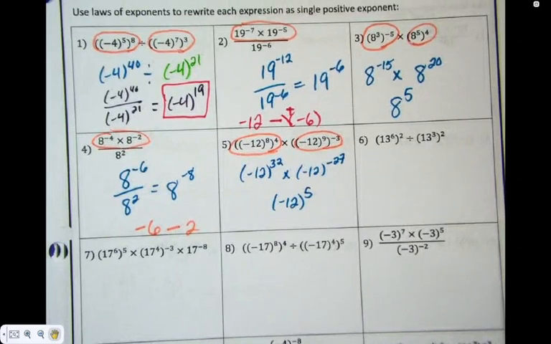Which one above does number 6 look like? Oh, screen's still frozen. You can't even see that. There we go. Number 6 looks like 2, not really because there's no division. Number 6 looks like number 3, right above it. Follow what we did in the question above.